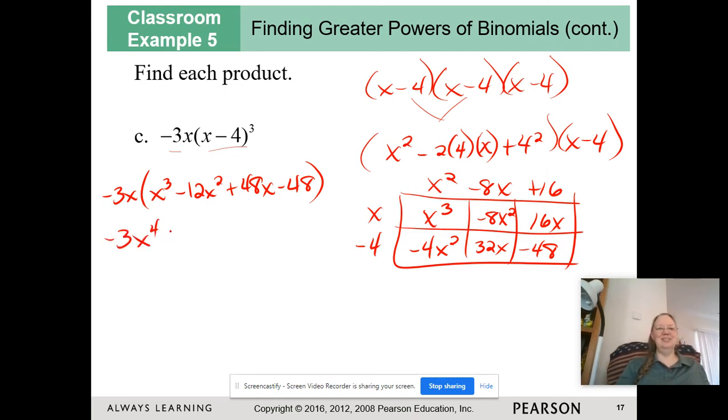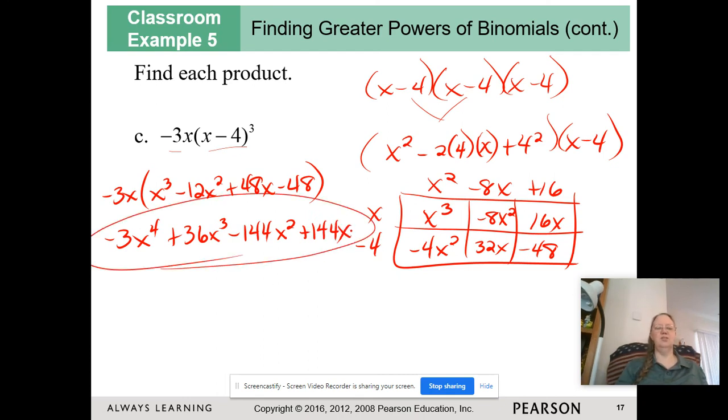Oh, thank goodness this is the last one. 36x cubed. I don't know what 48 times 3 is. 144. And 48 times 3 again. x, and that should do it. All right.